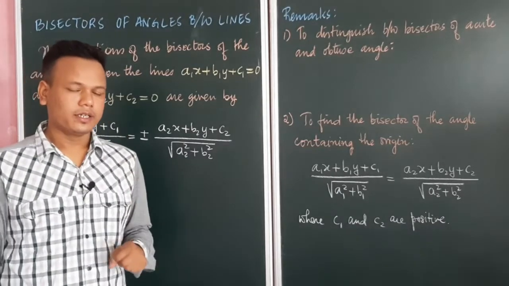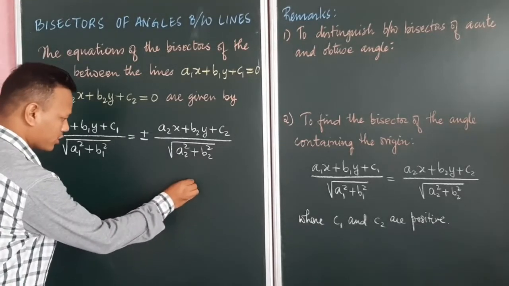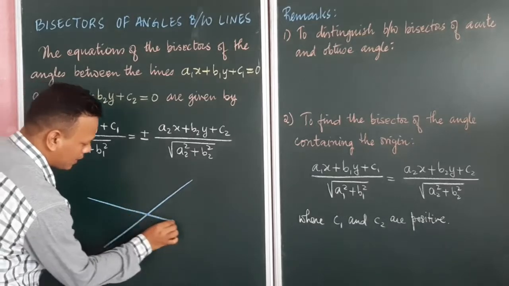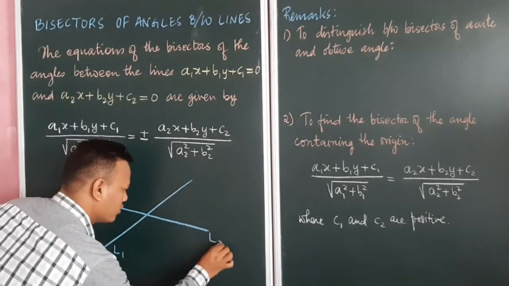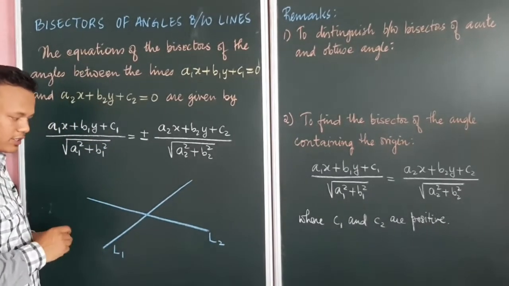Suppose let me take two lines out here. So there are two lines intersecting each other. This is my line 1 and let me call this line 2. So there are two lines being intersected out here.